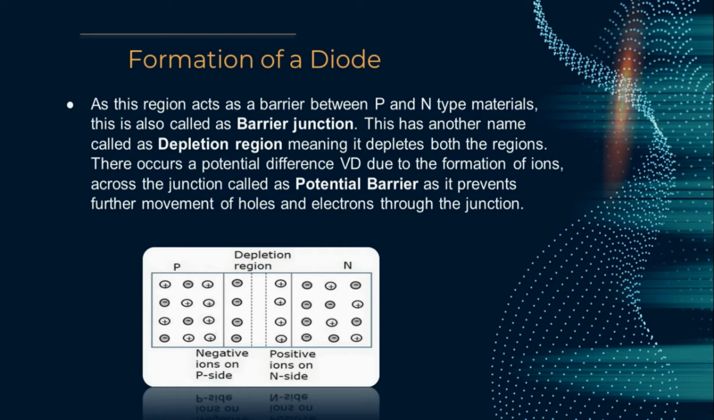As this region acts as a barrier between p and n-type materials, this is also called a barrier junction. It has another name, the depletion region, meaning it depletes both the regions. There occurs a potential difference Vd due to the formation of ions across the junction, called a potential barrier, as it prevents further movement of holes and electrons through the junction.